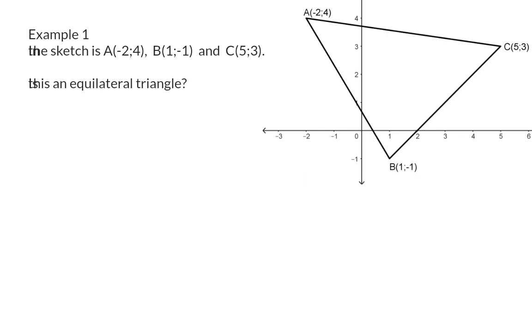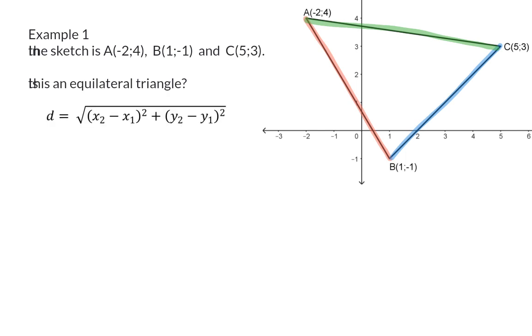Example 1. In the sketch is A, B, and C. Is this an equilateral triangle? An equilateral triangle has 3 sides of the same length. Therefore, we need to get the distance of AB, BC, and AC to determine whether this is an equilateral triangle. For this, we're going to make use of the distance formula.